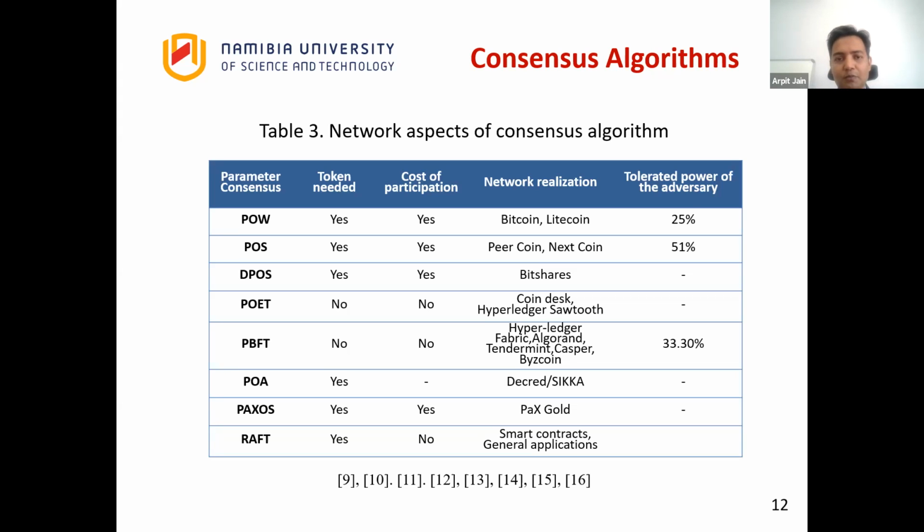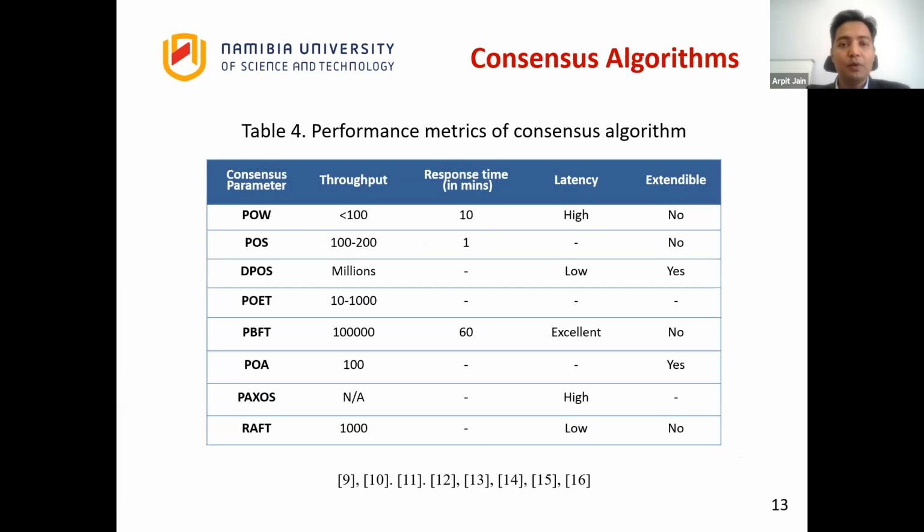So these are the cost of participation, token needed, and tolerated power of the adversary. All these are aspects of the network, that is, how these consensus algorithms are performing on the network aspect. Then we analyzed in table number 4 the performance metrics from the various researches done. So we found these algorithms' throughput, response time, latency, and whether it is extendable or not.